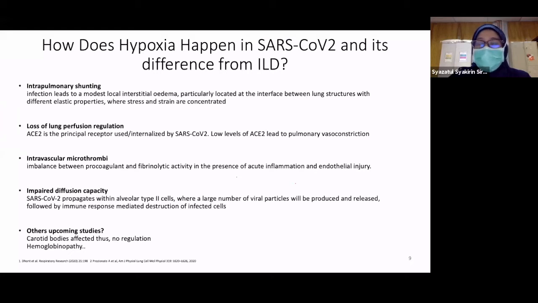And other causes that have been hypothesized are hemoglobinopathy and the carotid bodies being affected, and therefore there is no regulation in terms of the respiratory rate.